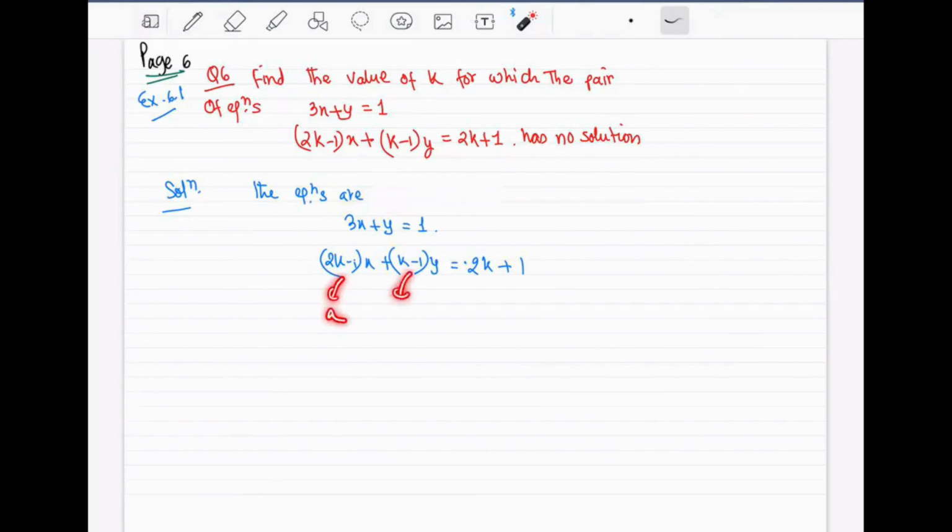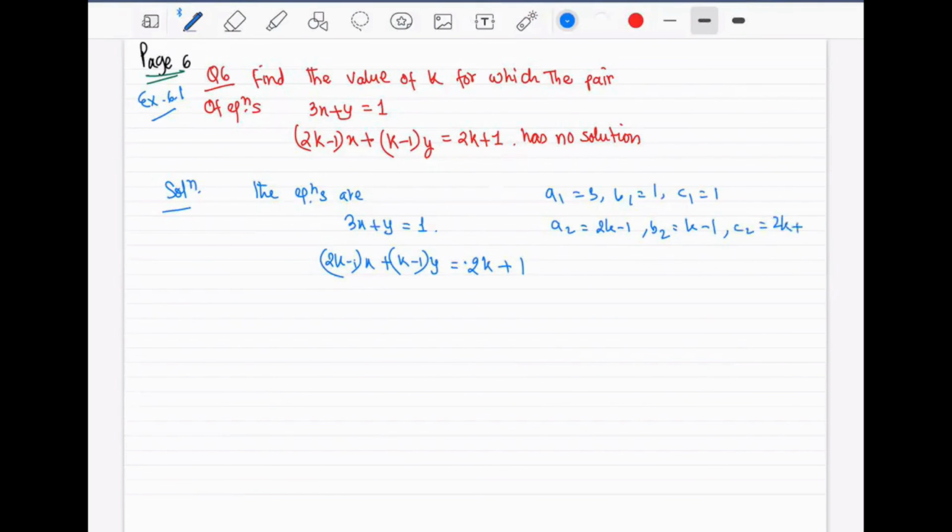A2 here, B2 here, C2 here. Okay, let's write it on the right hand part. So we have got A1 is equal to 3, B1 is equal to 1, C1 is equal to 1. A2 is how much? 2k minus 1. B2 is how much? K minus 1. C2 is how much? 2k plus 1.